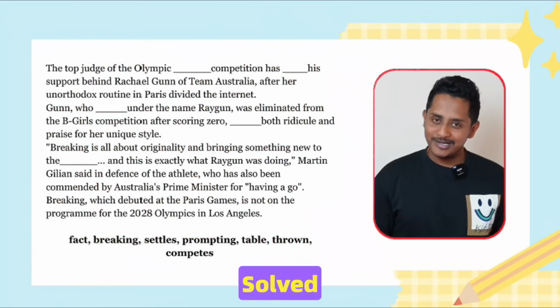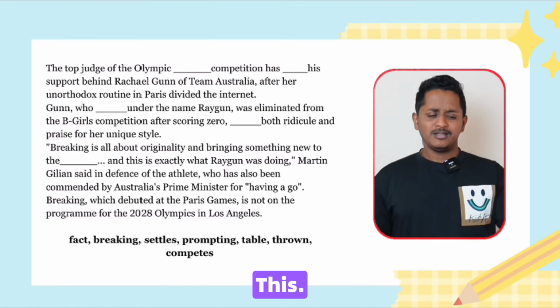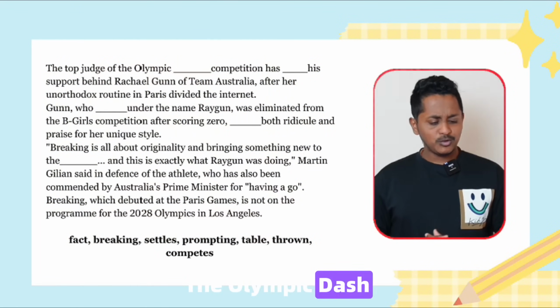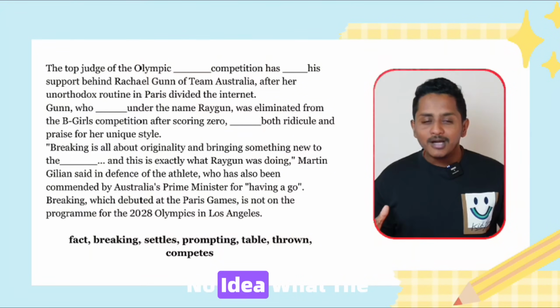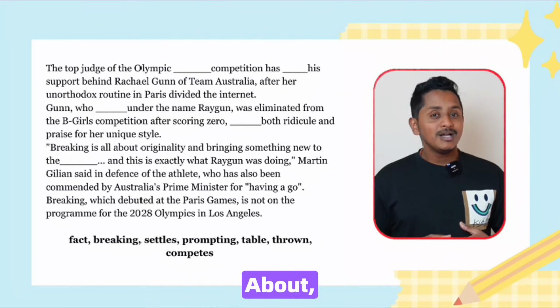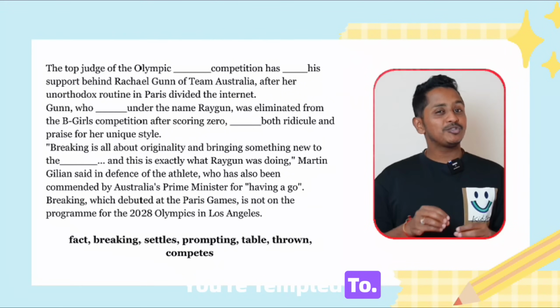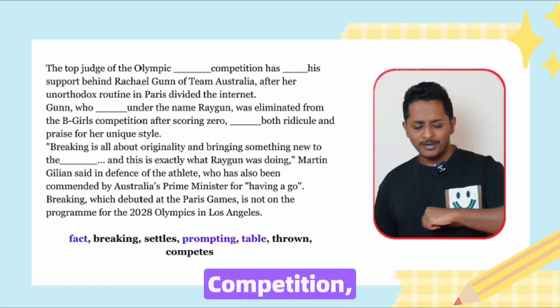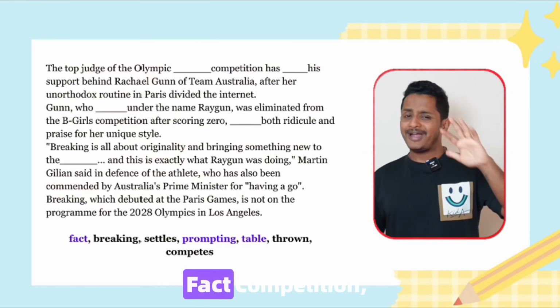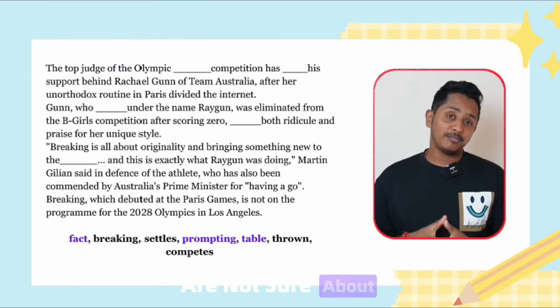Alright, I really hope you have solved it. So let's start doing this. The top judge of the Olympic dash competition. Now people are confused. See, at the moment you have no idea what the competition is all about. But still you're tempted to choose the answer immediately. Most probably people would write prompting competition, table competition, fact competition, even though they are not sure about it.